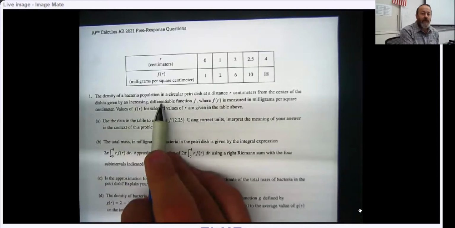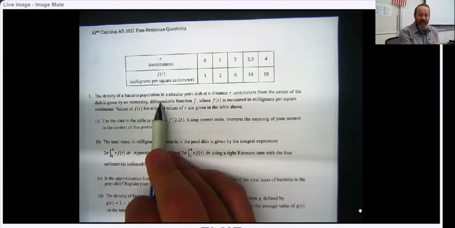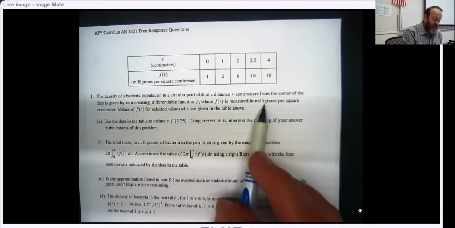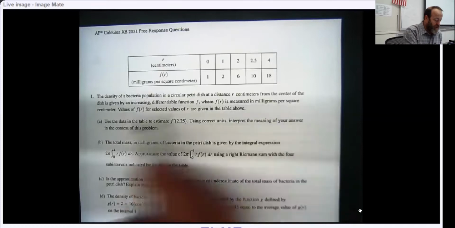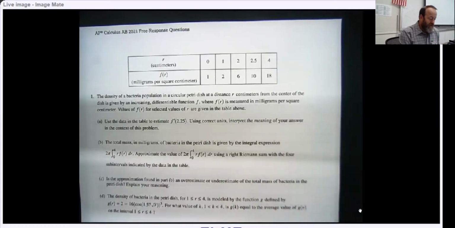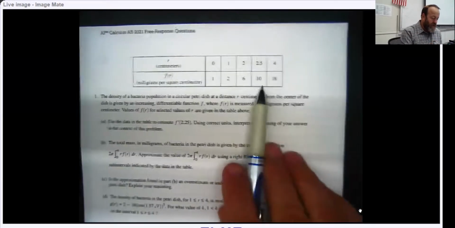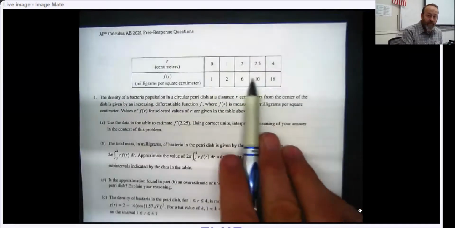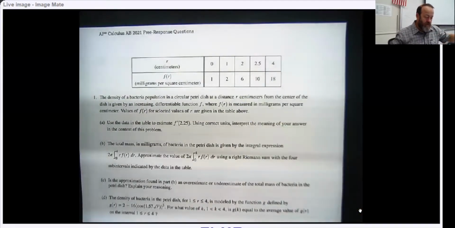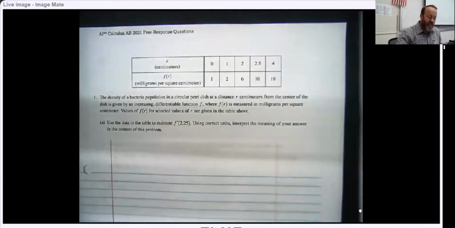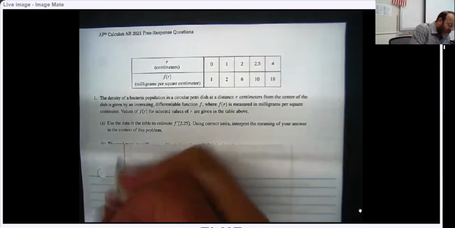That's kind of an important thing. Now that word differentiable means, remember, the derivative exists everywhere in the domain, and differentiability implies continuity. That's going to show up in this test a few places, where f of r is measured in milligrams, like the quantity you have per square centimeter. The values of f of r are given in the table, and now we're supposed to use that to estimate f prime of 2.25. You'll notice up here we don't have 2.25, but we do have two values that surround 2.25. So we've certainly done something very much like that in class.